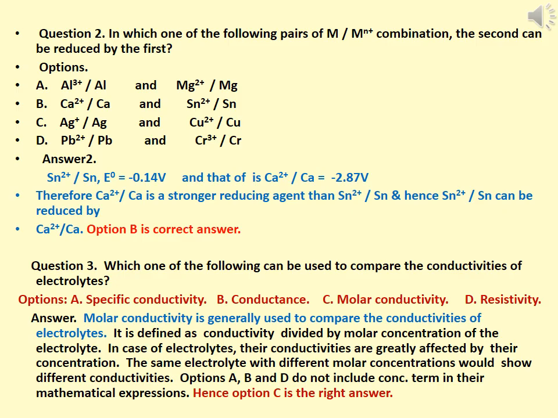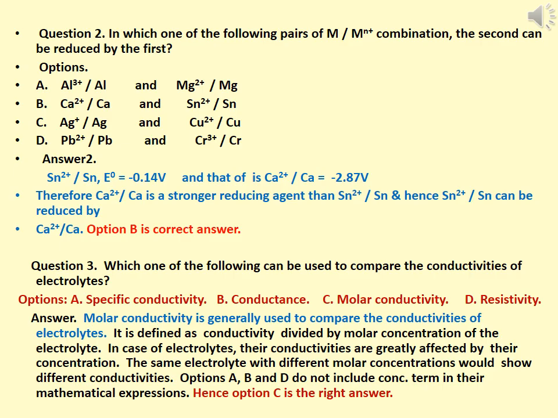Question number 2. In which one of the following pairs M bar Mn plus combination, that is metal bar metal ion combination, the second can be reduced by the first? Four options A, B, C and D are given. You look at the options. A. Al3 plus bar Al and Mg2 plus bar Mg. B. Ca2 plus bar Ca and Sn2 plus bar Sn. C. Ag plus bar Ag and Cu2 plus bar Cu. D. Pb2 plus bar Pb and Cr3 plus bar Cr.